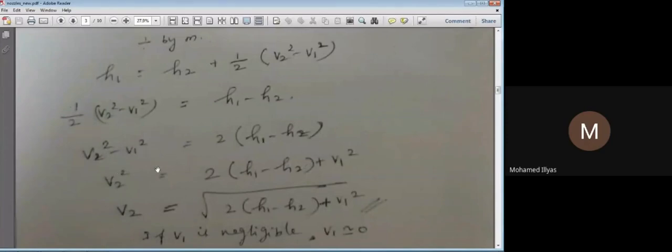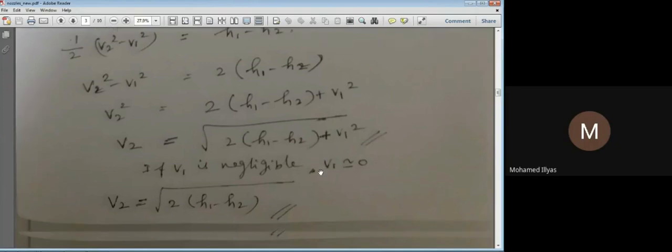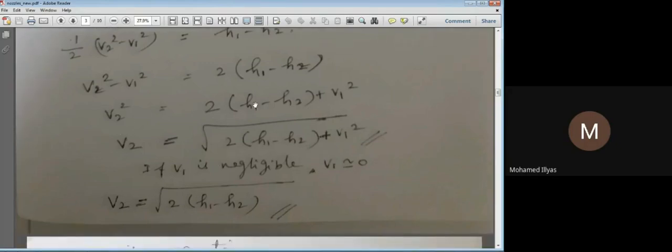Actually we need an expression for the exit velocity V2. So I'll keep V2 and write the rest of the terms on the right hand side. So V2 square equals 2 into (h1 minus h2) plus V1 square. We need only V2, so we take the square root on both sides. Taking the square root, V2 square becomes V2, because V2 square to the power 1 by 2, so the 2 and 2 get cancelled. So I get V2 equal to root of 2 into (h1 minus h2) plus V1 square. This is the expression to calculate the exit velocity of a steam nozzle.